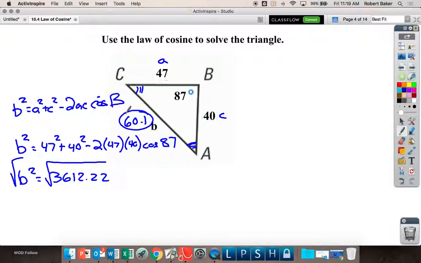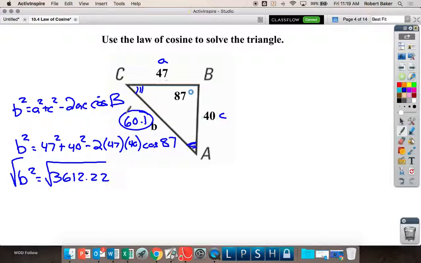Okay, now, does the answer make sense? Yeah. It kind of does, because 47 plus 40 is 87. Is that bigger than 61? So the triangle exists. There's no more Pythagorean theorem where a squared plus b. That's it, guys. That's the whole application of that process. So once you get the formula down and you do two steps, boom, there's the answer.